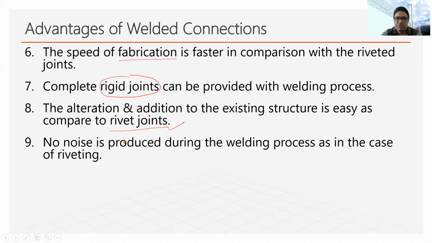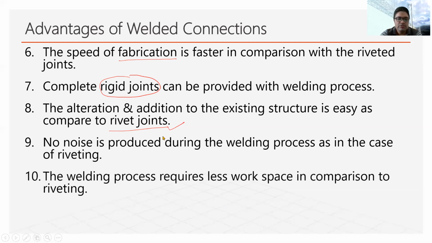No noise is produced during the welding process as in the case of riveting. In the riveting process, hammering is done, and because of that hammering a lot of noise is produced. Such kind of noise is not produced in the welding process. Also, the welding process requires less workspace as compared to riveting. This is also a positive fact about the welding process. Less space is required for welding than for riveting.